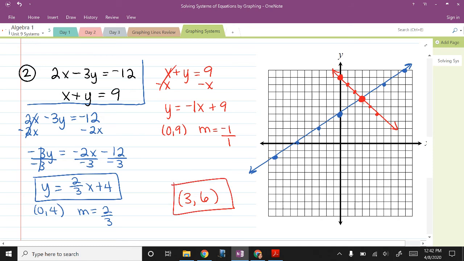So remember to write down your ordered pair for your solution when you finish. Okay, because that's the whole point, is getting the answer. And the point 3, 6 is the answer. It's the point where the two lines intersect each other.